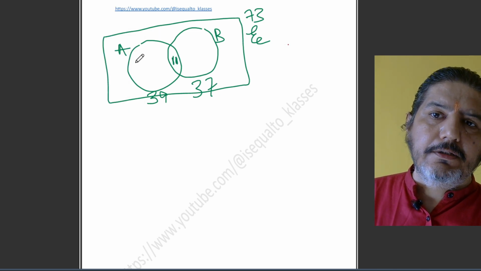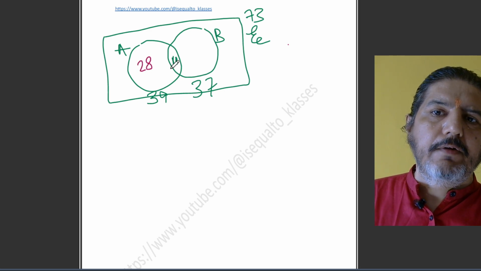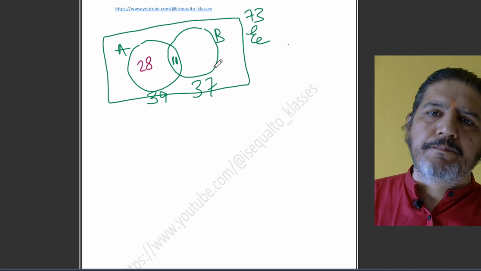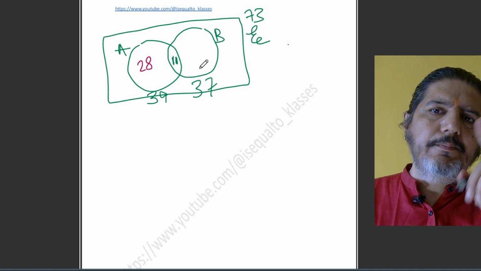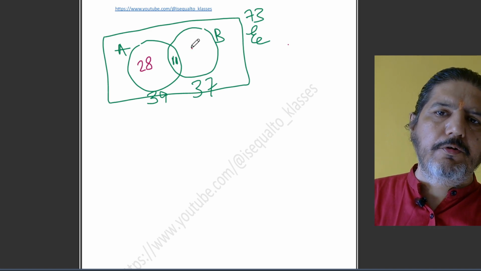So if this is 11, only the unique in A will be 28. Why? 28 plus 11 is 39. So 37 are there in B, but the common between A and B are 11. So the unique in B would be 26.